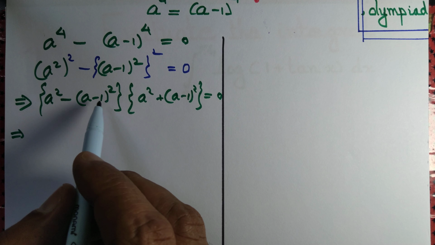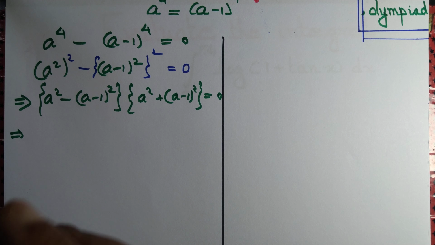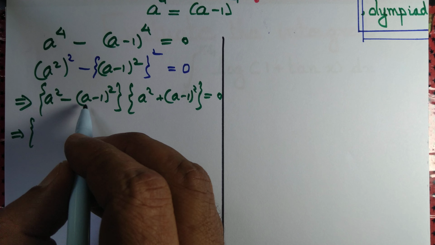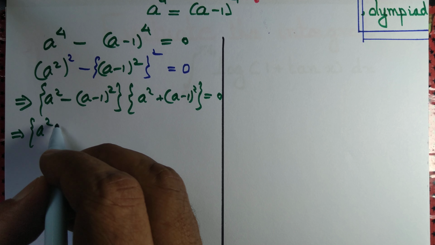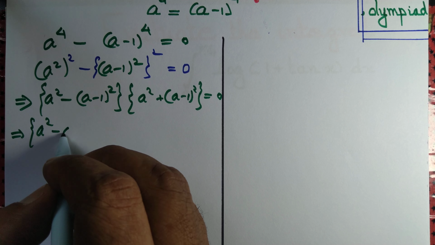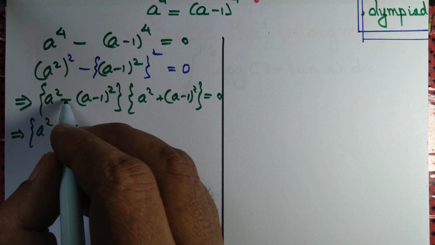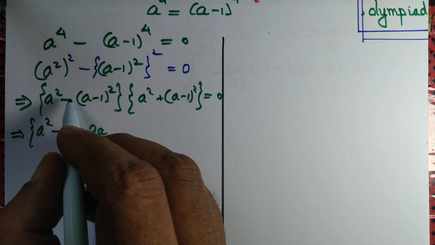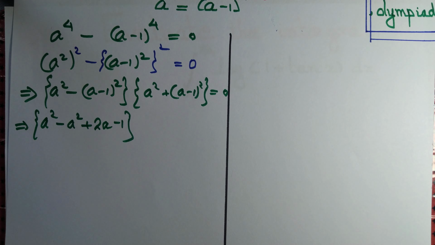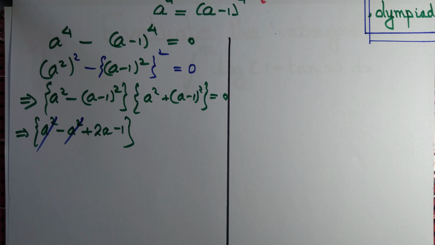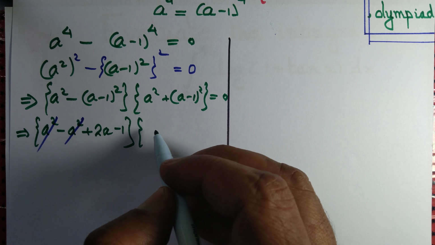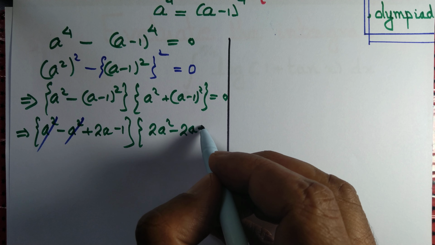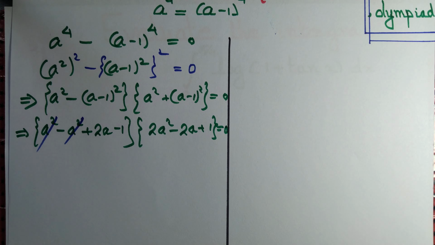Further, again we can apply a square minus b square equal to (a plus b) into (a minus b), or we can simply expand (a minus 1) whole square. Let's expand it. (A minus 1) whole square is a square minus 2a, and minus will make it plus 2a. Minus 1 square is 1, but you have minus outside, so minus 1. So you can cancel a square and a square out. What about this one? We can simply add it. A square plus a square will get 2a square minus 2a plus 1 equal to 0.